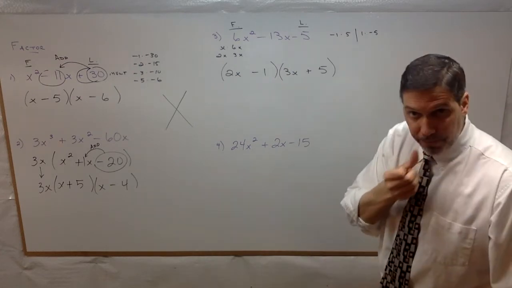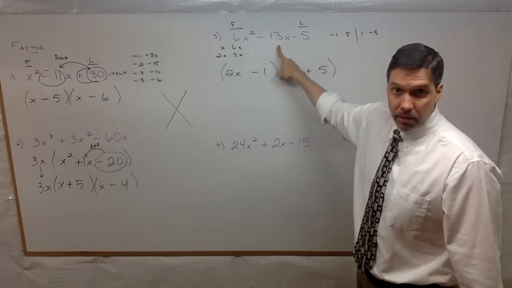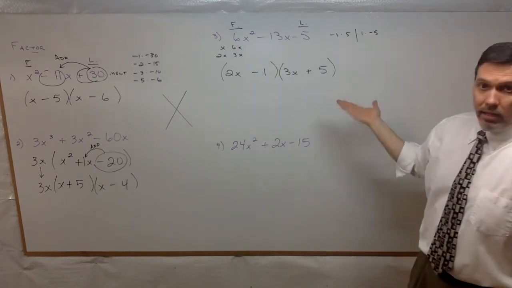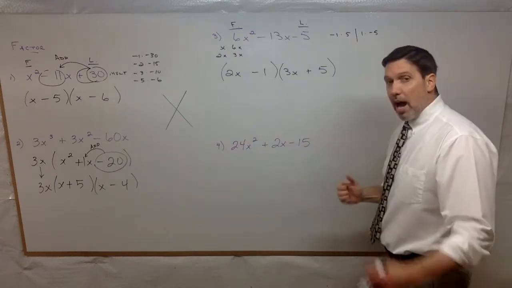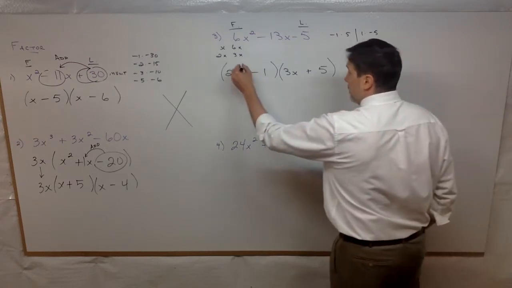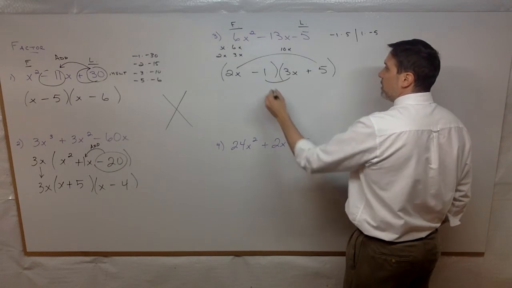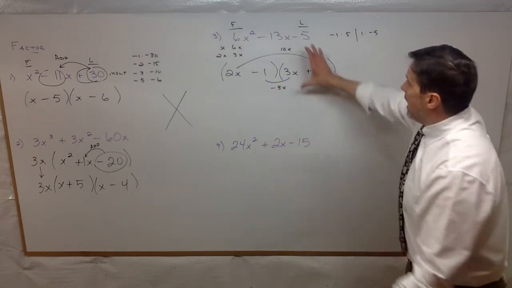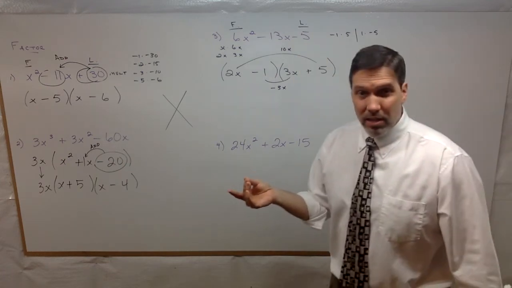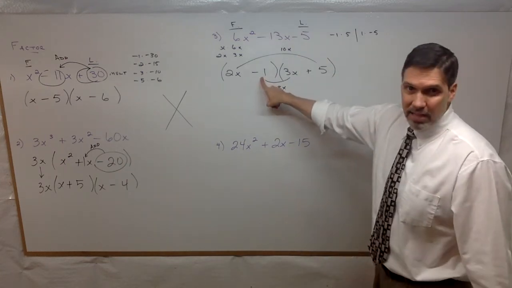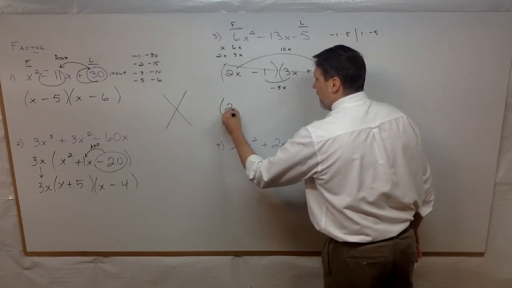And it does make a difference, not for the F and the L, but it makes a difference for the outer and the inner. So this is where the checking comes in. We're guessing on these numbers. We know that the F and the L work, but does outer and inner actually add up to be negative 13? So if you do outer here, you get 10x. If you do inner here, you get negative 3x. Adding these two guys up, 10x and negative 3x is 7x, which means the negative 1's not going with the 2. So what I do is I set this up again.